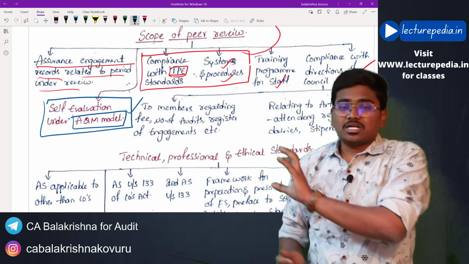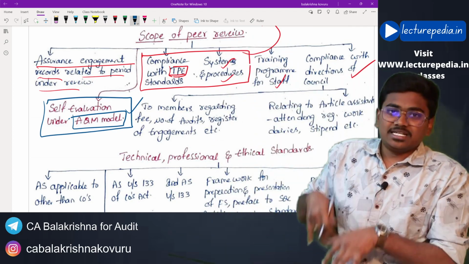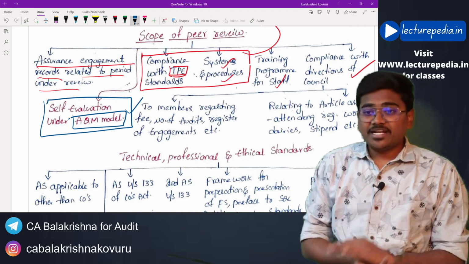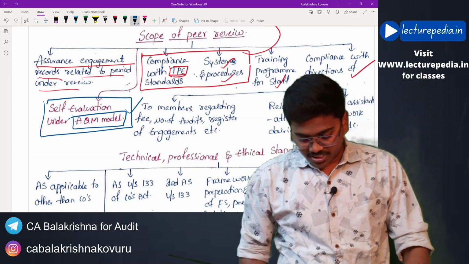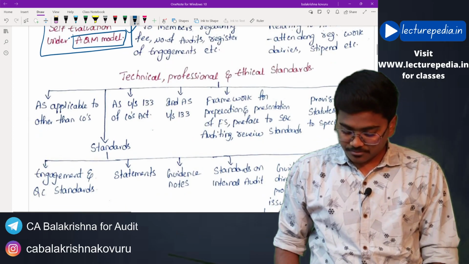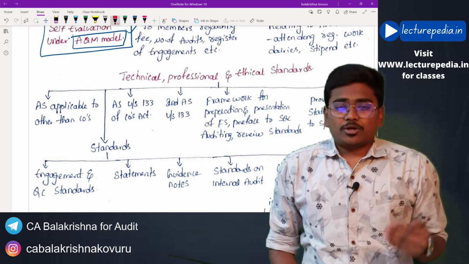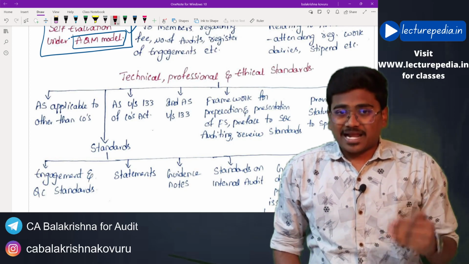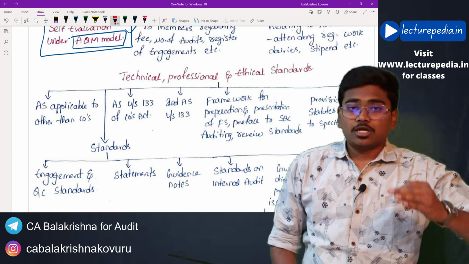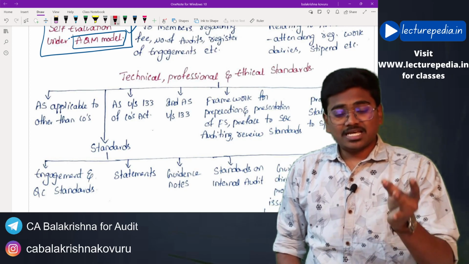Based on that score, it will have to evaluate itself. Okay, this is a brief idea of audit quality maturity model. Now, we have discussed that the practicing unit has to comply with all technical, professional, ethical standards.